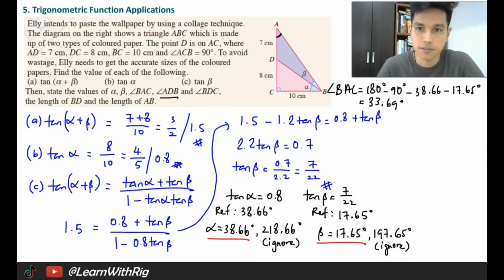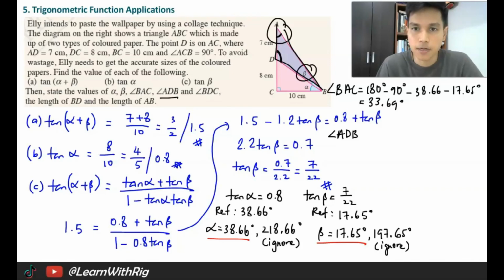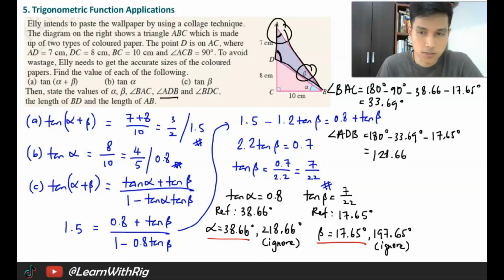Next they ask for ADB. Sorry, I'm cramping everything here because I have no space already. Angle ADB, where is it? It's here, this angle. So you can use this triangle: 180 minus the one you have just found, and minus beta, to find your answer. So ADB equals 180 minus 33.69 minus beta, which is 17.65. So ADB would be 128.66.